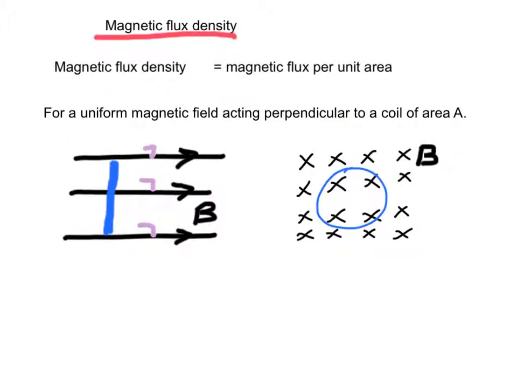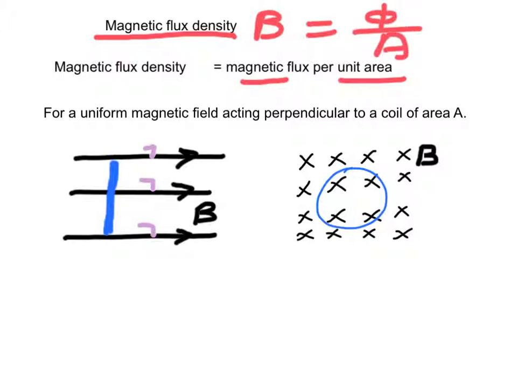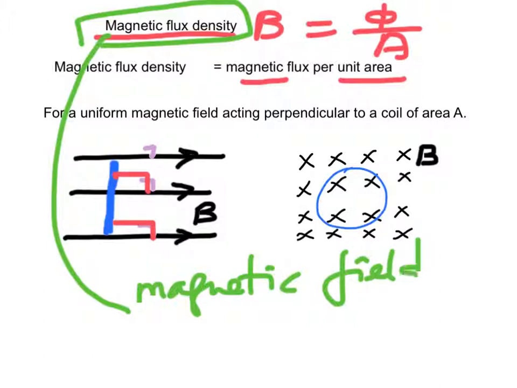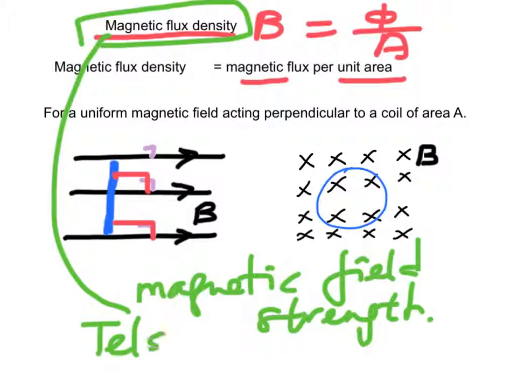Magnetic flux density, B, is defined as the magnetic flux per unit area, that is, B equal to flux over area, provided that the magnetic field is perpendicular to the coil. Notice that magnetic flux density is identical to magnetic field strength, with unit of tesla or weber per meter squared.